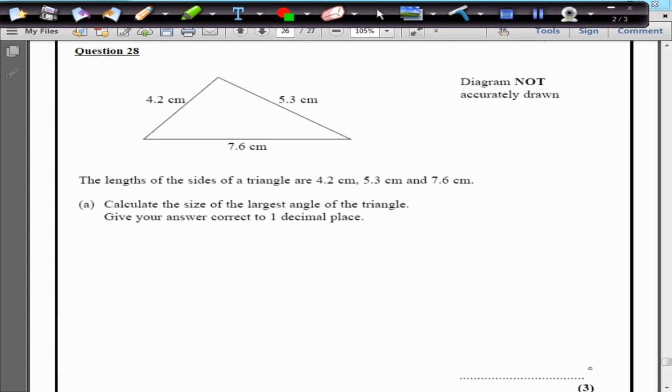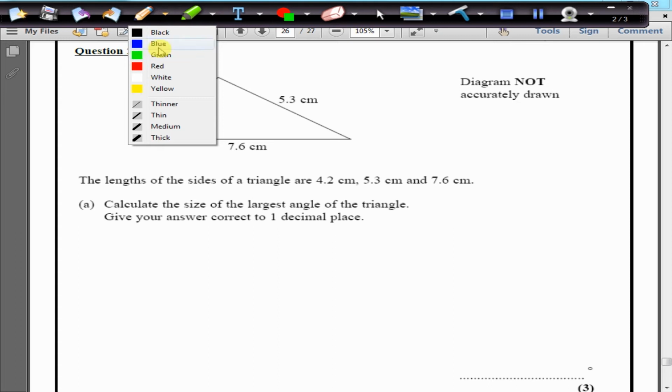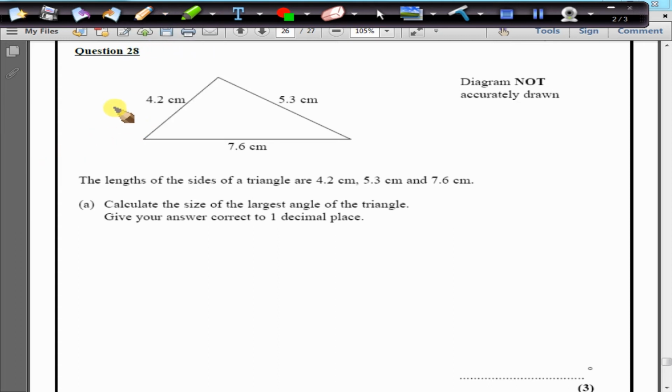Okay, folks, question number 28. We've got two parts to this question. We need to work out the size of the largest angle of the triangle, which is this one here. And part B involves us working out the area. So we need to work out this angle here.